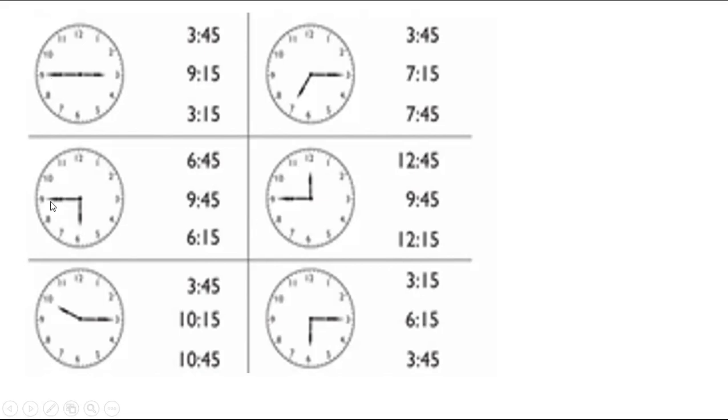Now the longest hand is on 9. Again 6:45. How to write? How to check? Now you people try this. In this, which is the smallest hand? On 10, smallest hand. Yes. On 3, longest hand. So 5 3s are 15.